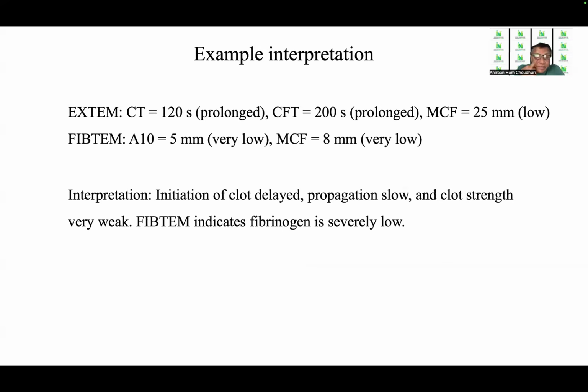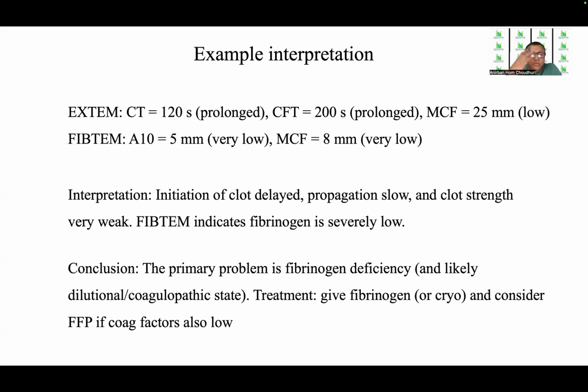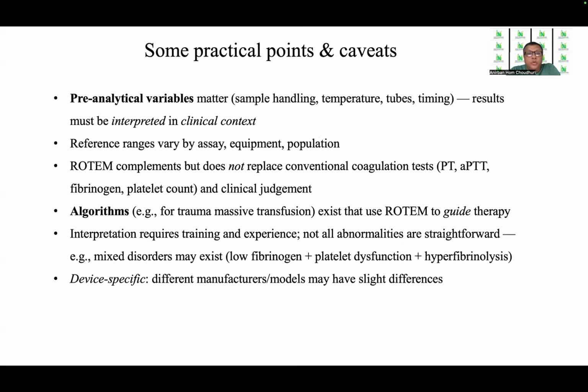So the interpretation is that initiation of the clot is delayed, propagation is slow, clot strength is weak, and the FIBTEM indicates fibrinogen is severely low. So the conclusion is that the primary problem is fibrinogen deficiency, which is likely a dilutional or coagulopathic state. The treatment should be to give fibrinogen or cryo, and consider FFP if the coagulation factors are also low.